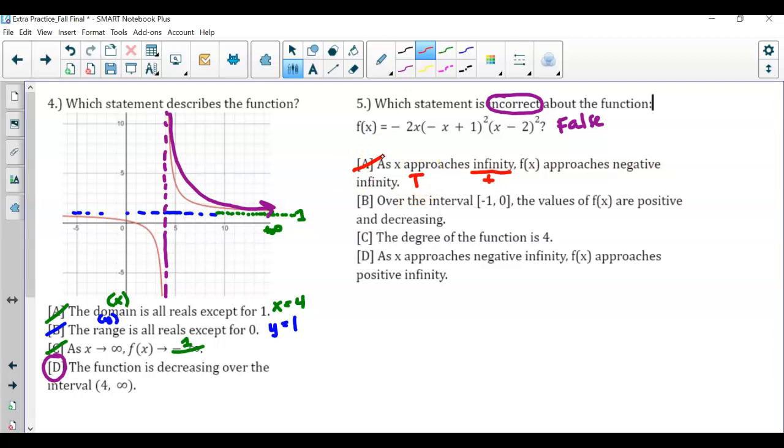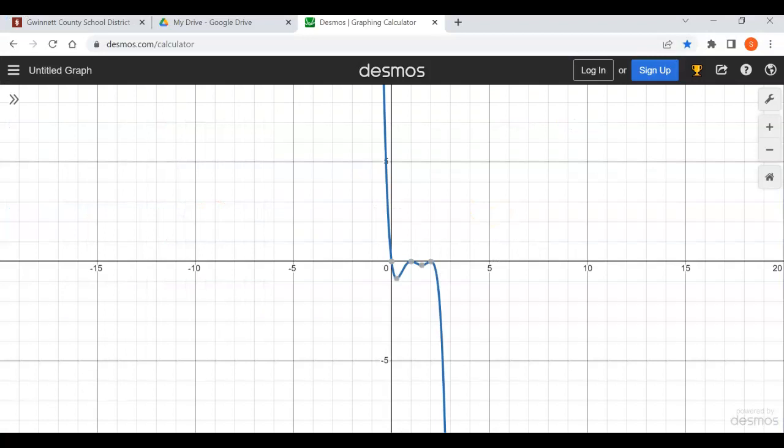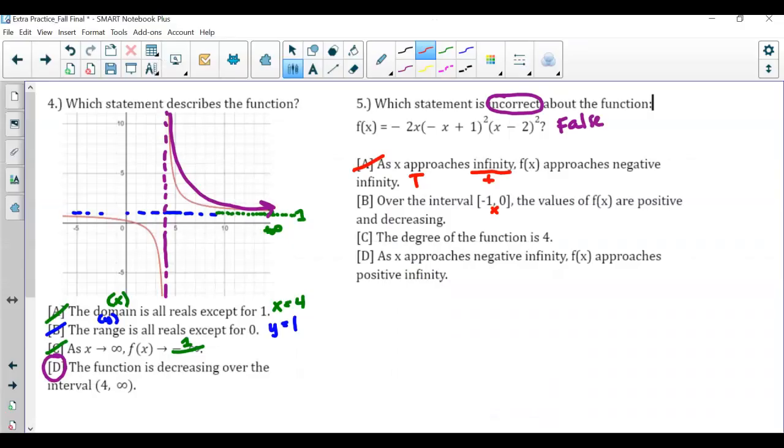So here we're looking for false. Over the interval -1 to 0, so that's our x values, the values of f of x are positive and decreasing. So as we're looking here from -1 to 0, we're looking at this section of our graph. We'll notice that these values are above the x-axis. So notice how our y values are all positive, and reading it left to right, we're going down, decreasing. This says positive and decreasing as well, which makes this also true. So B is not our answer.